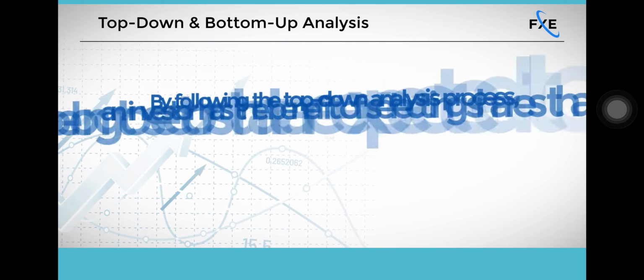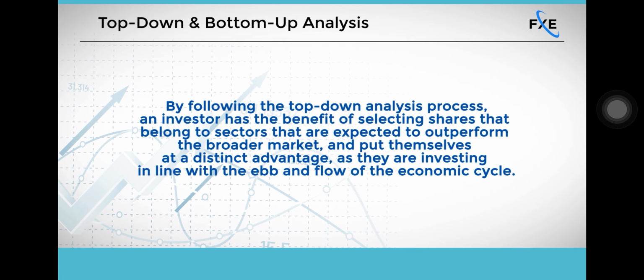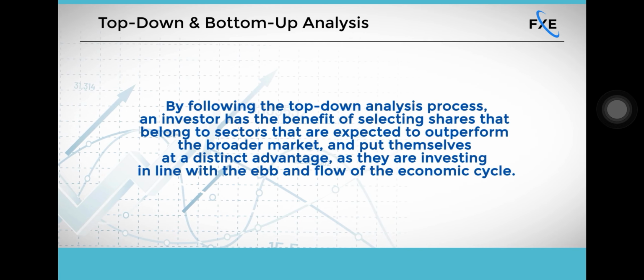By following the top-down analysis process, an investor has the benefit of selecting shares that belong to sectors that are expected to outperform the broader market and put themselves at a distinct advantage as they're investing in line with the ebb and flow of the economic cycle.